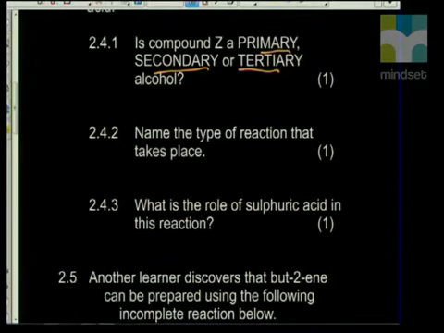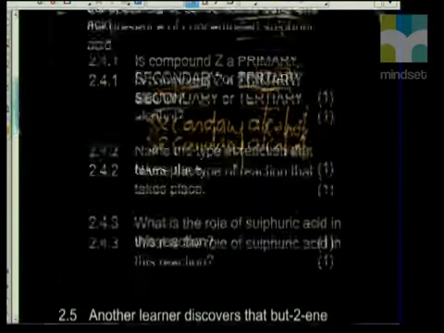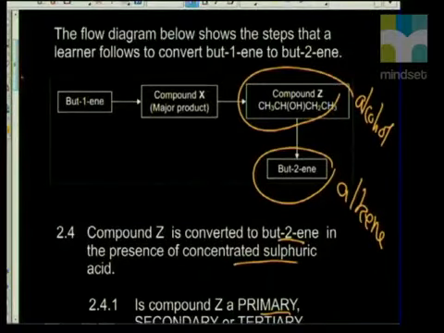Okay, I hope you can see how to do that, and that should make us very clear about what the answer is. The answer that we want to put down there is that this one happened to be a secondary alcohol. Only put down the name that they've asked you, a secondary alcohol, and it's only 1 mark in any case. Now, we're asked to name the type of reaction that's taken place to go from Z to butene.